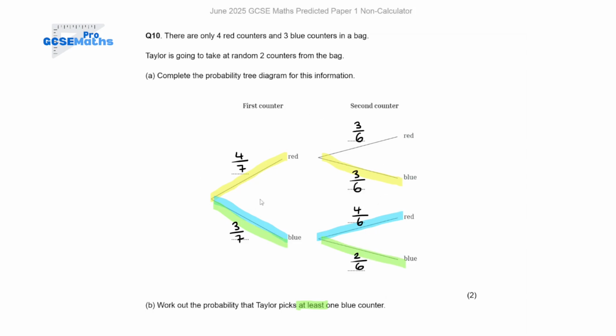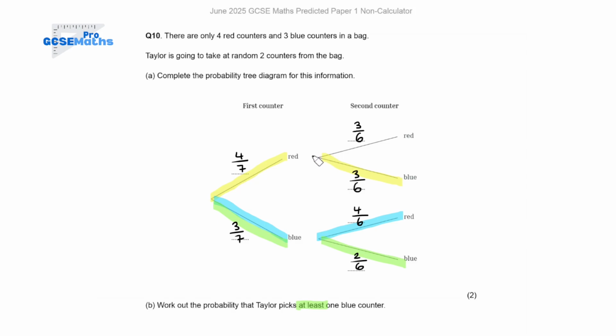However, if you have noticed, out of the 4 possible options, we've highlighted 3. So if you wanted to save yourself a bit of time, you could just work out red and red, which is the only option that it can't be, and take it away from 1 at the end, if you wanted to. I prefer to just keep things straightforward.